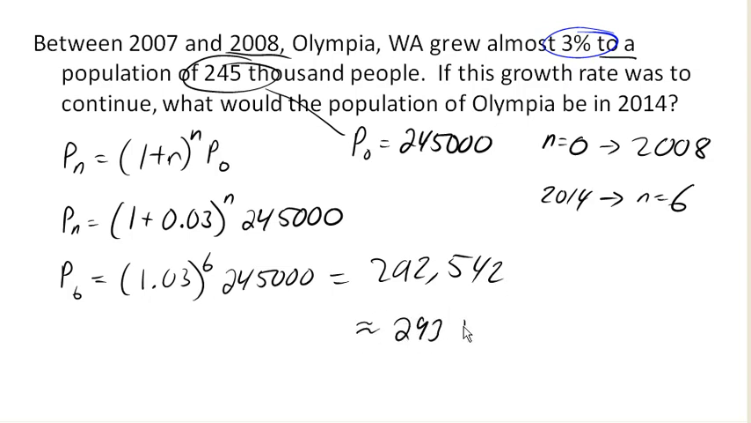Really, it's not very good of us to give this much accuracy when the original value for the population was only given with 3 significant digits. So probably saying about 293,000 is a more appropriate answer to this problem.